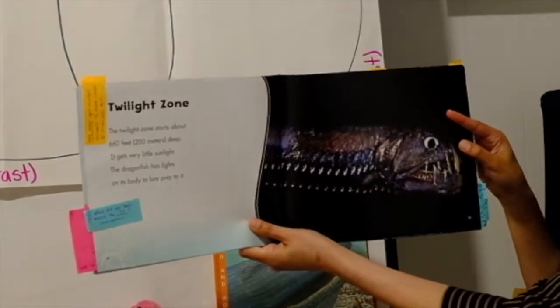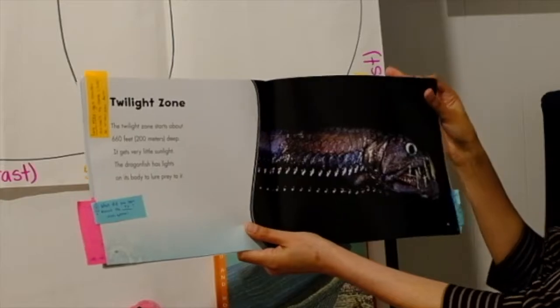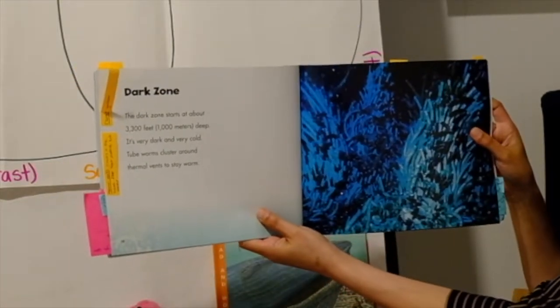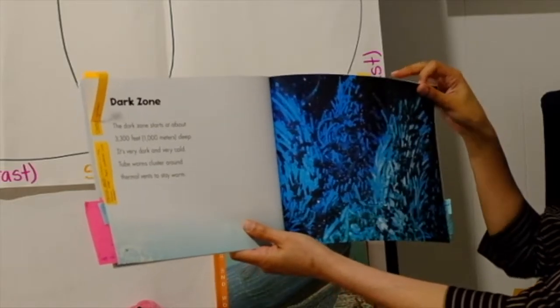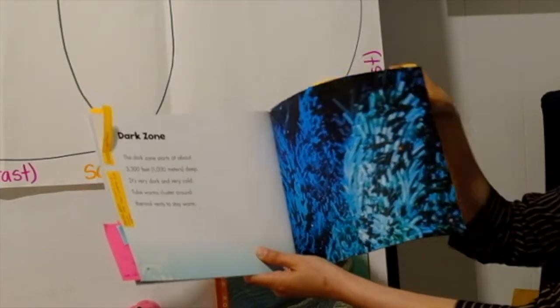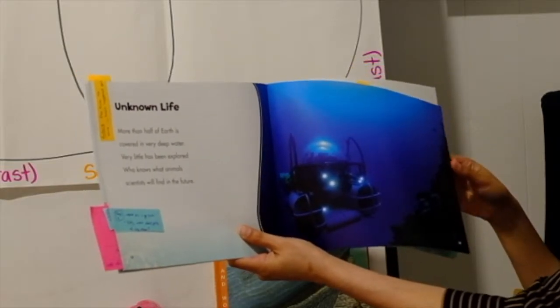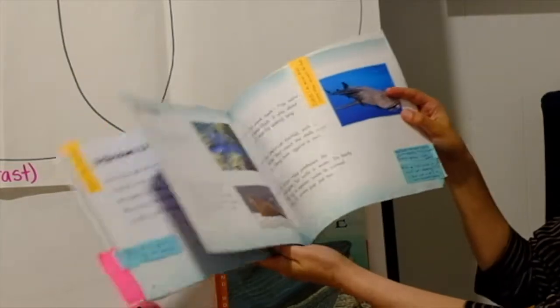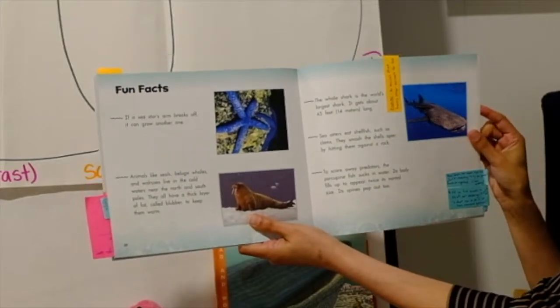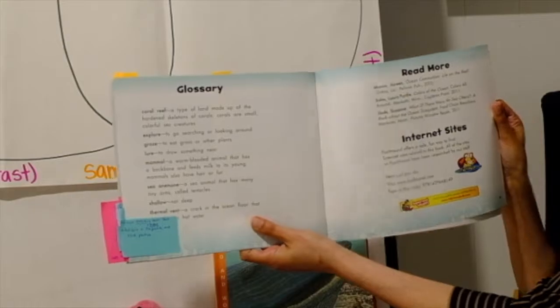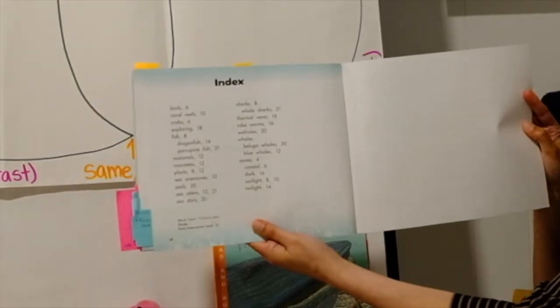It talked about the twilight zone that's deep down and dark, the cool fish that live there. It talked about the dark zone that's even deeper where the tube worms live. And it talked about how there's still a lot we have left to learn about the ocean. There were some fun facts in the back too. And it also had a glossary and it had an index.